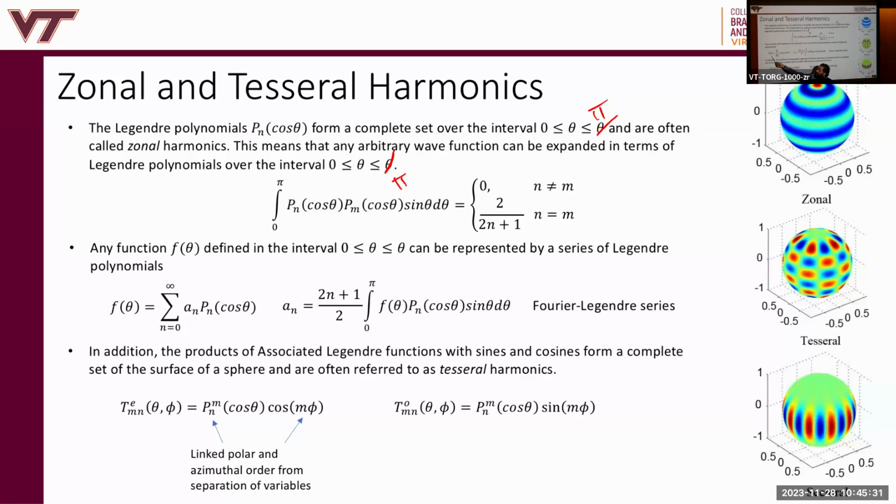So here, you can expand any function f of theta in terms of a summation of Pn cosine theta with unknown coefficients an. Because they're orthogonal, we can find these coefficients an by using the orthogonality relationship, as 2n plus 1 over 2, integrate from 0 to pi, whatever function we are trying to expand in terms of these polynomials, multiplied by the nth polynomial, and we get the nth coefficient using this formula. This is called a Fourier-Legendre series expansion.